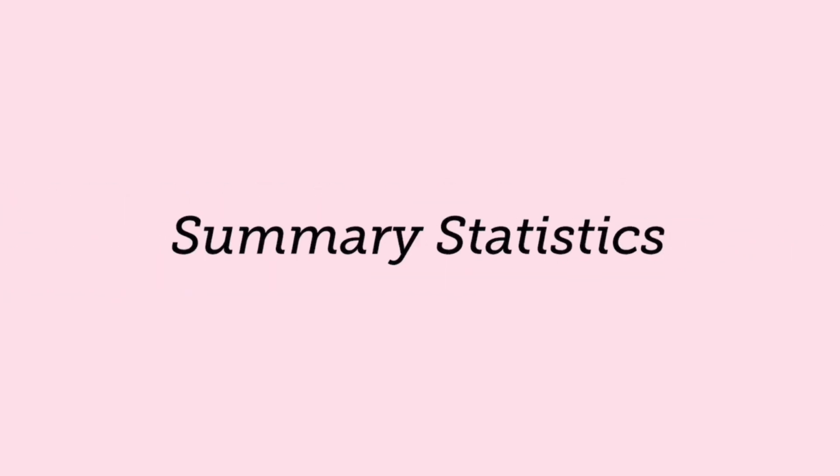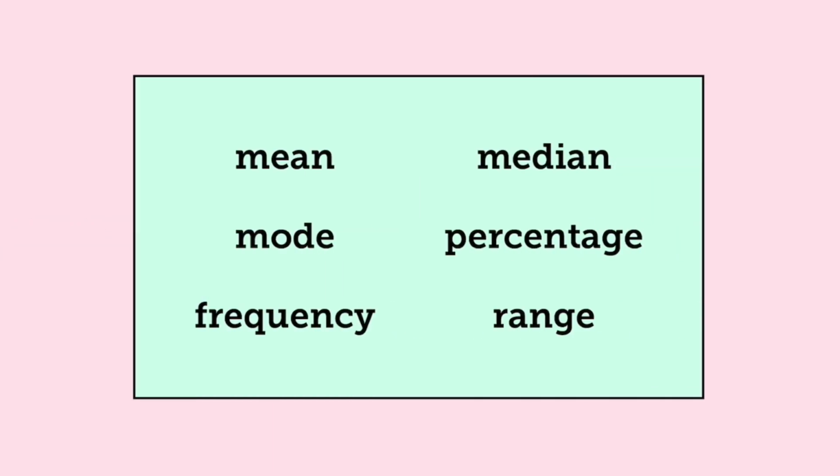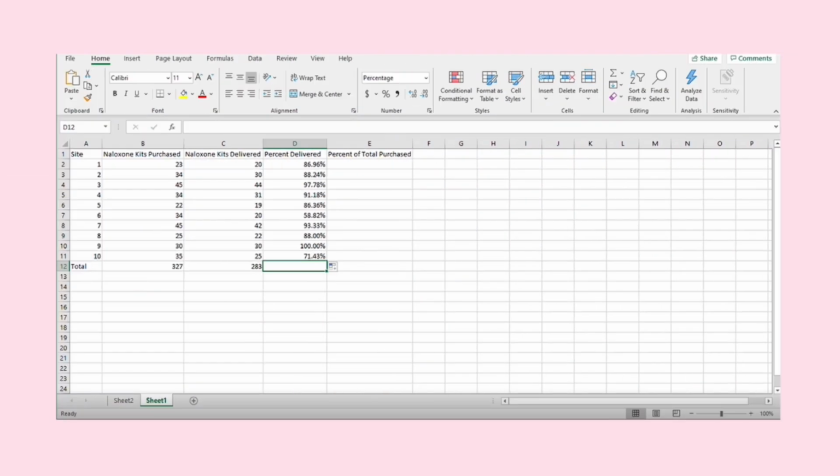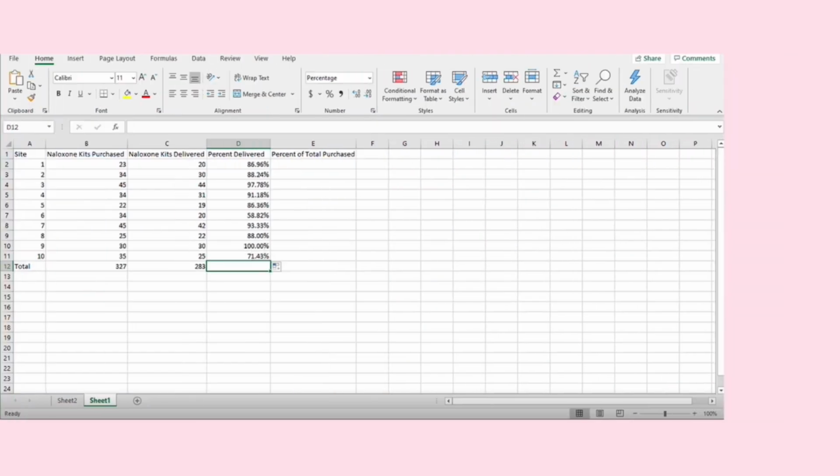Summary statistics. In your community work, you will calculate summary statistics more often than inferential statistics. We covered most of the summary statistics, including mean, median, mode, and range, in Module 2. You can calculate these statistics using formulas in Excel. Watch the supplemental Excel video for a walkthrough of some of these calculations.